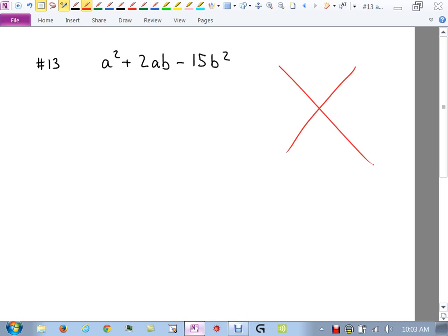What are the numbers here? Negative 15 and 2. Okay, we come up with some numbers that multiply to be negative 15 and add up to be 2, which would be 5 and negative 3. And now let's try this grouping. We have a squared, over here minus 15b squared, right?